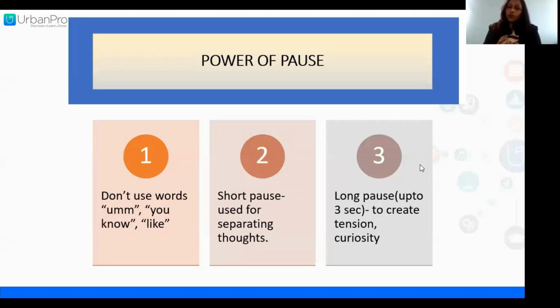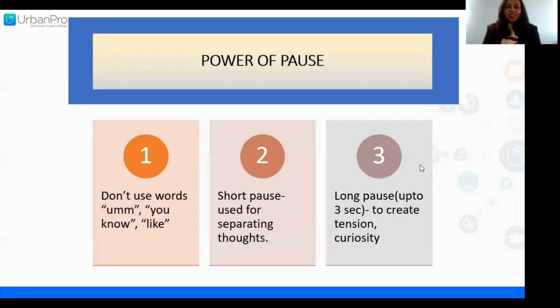And also you can use the long pause to create curiosity. So again, like you want to say something, maybe the answer of some question, so at that time you can create a long pause and then present them with a surprise. So that's the importance of pause during a speech.